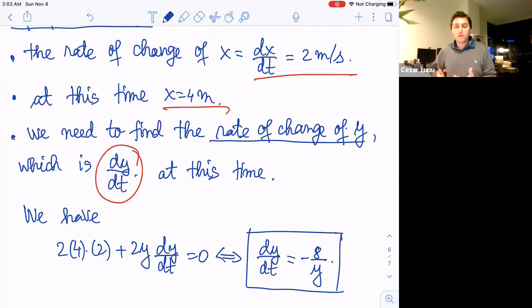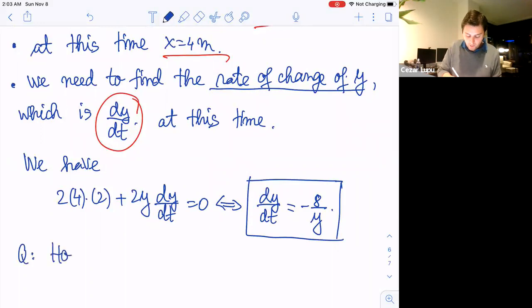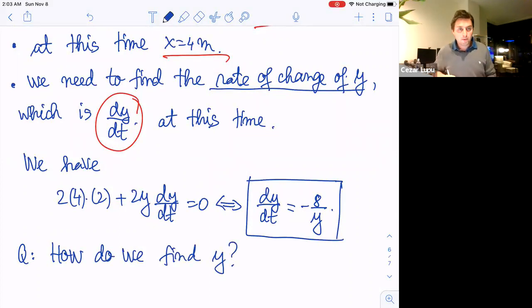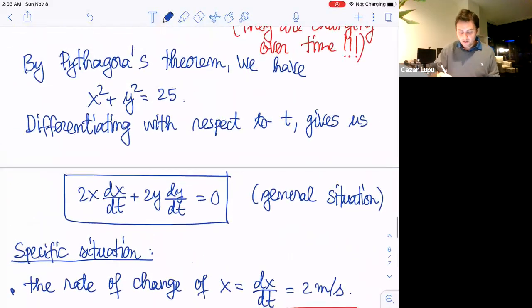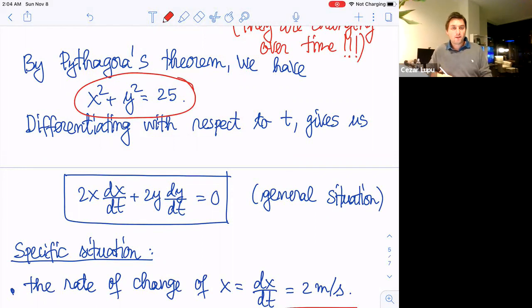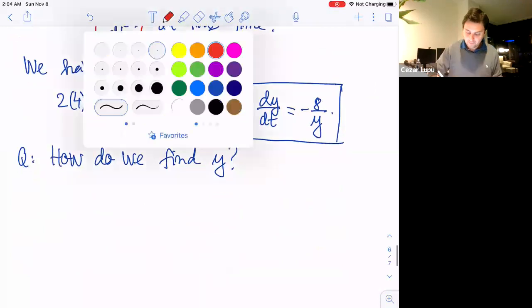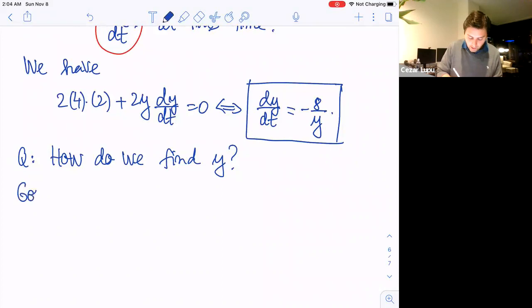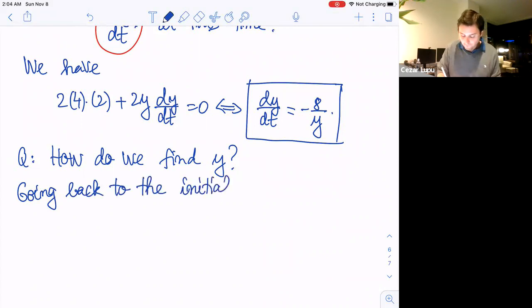But now the question is, how do we find y? Well, again, our good old friend Pythagoras. We go back to our initial equation, this one here. When we plug in x equals 4, we can find out y. So going back to the initial equation, let me write it this way: x squared plus y squared equals 25.